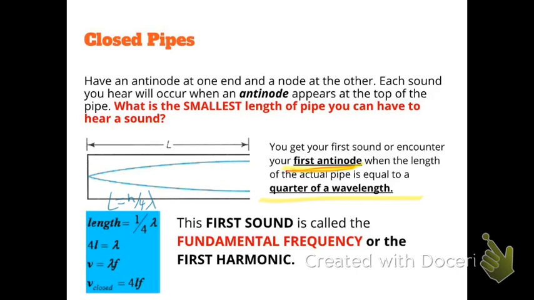Now we're going to do the same thing we did with the open pipes. We're going to say, okay, what happens when I put the second harmonic in here? So let's think about that. If this is a quarter wave, and this is our first harmonic or our fundamental, then the second harmonic is going to be how much of a wave? 1/2. All right, let's see what happens when we do that, all right?